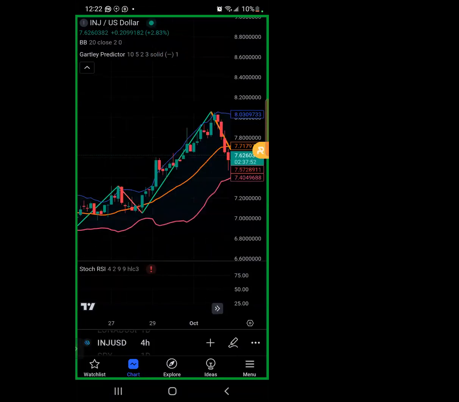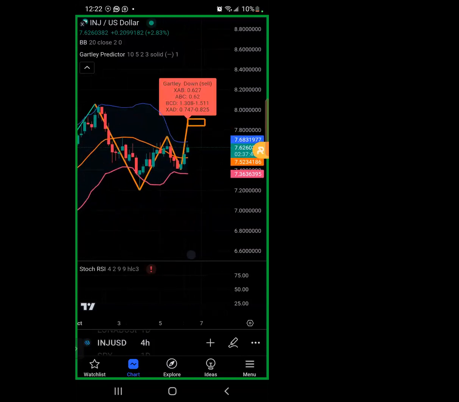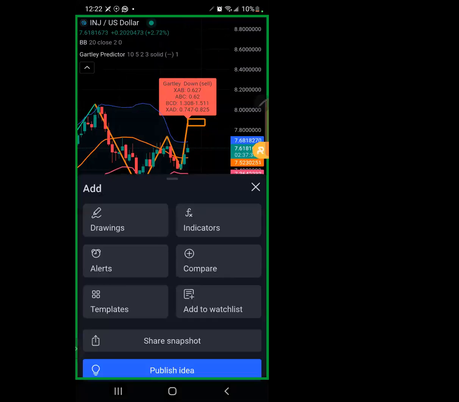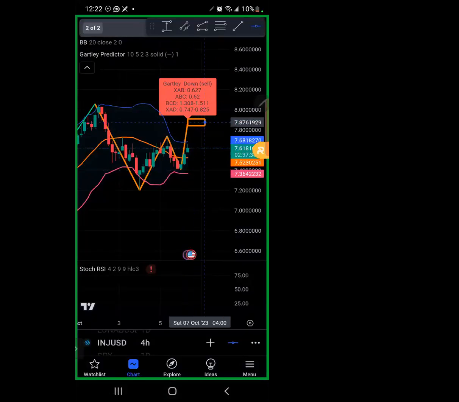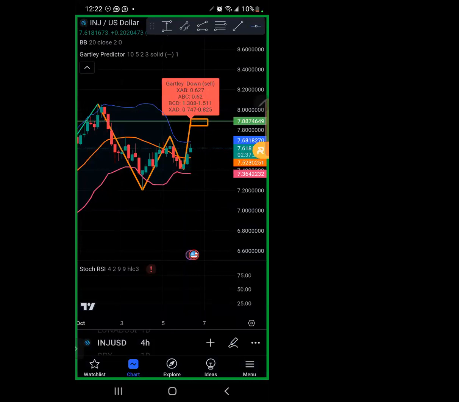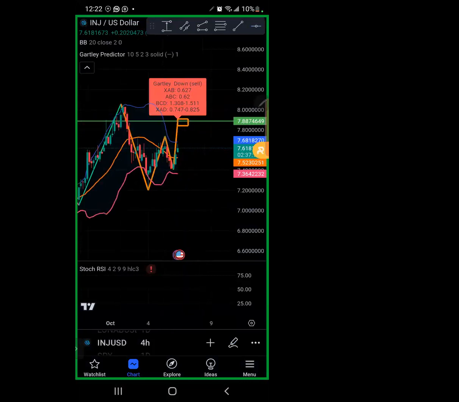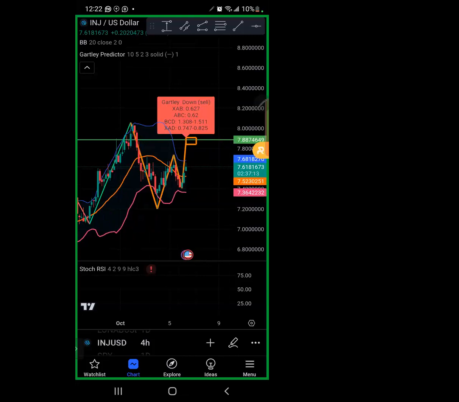The Gartley predictor is showing that this trade is going to hit this level. Let me get my pen. Let me draw a horizontal line. Are you seeing that green line? So the Gartley predictor is showing that this trade might hit $7.8 on the 4 hours time frame.